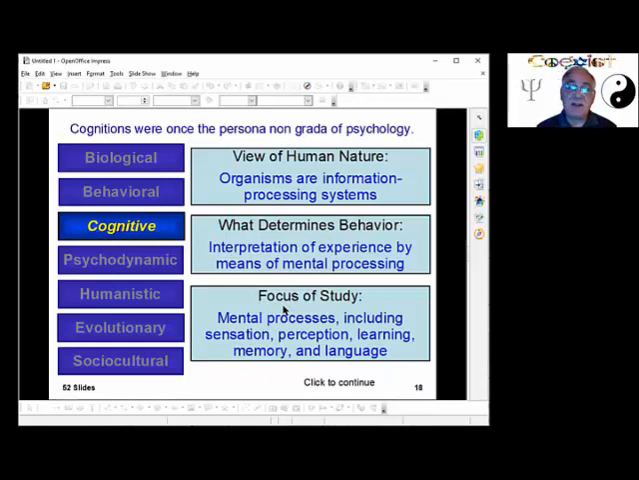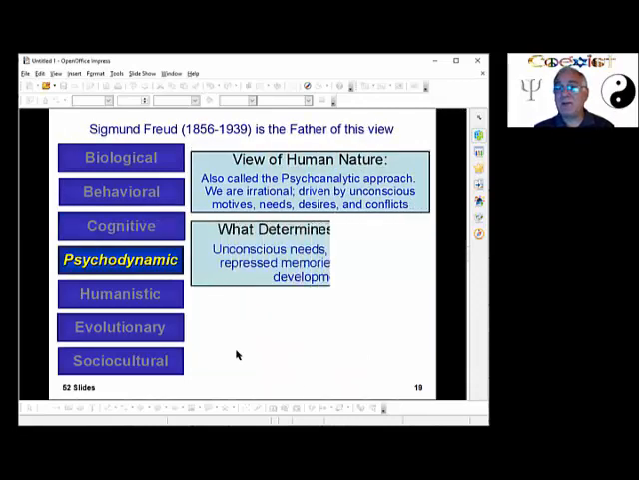And the focus of study then is those mental processes, including sensation, perception, learning, memory, and even language changes the way that we behave, depending on what language we use. And we'll see some of that later in another chapter as well. That's the cognitive group.